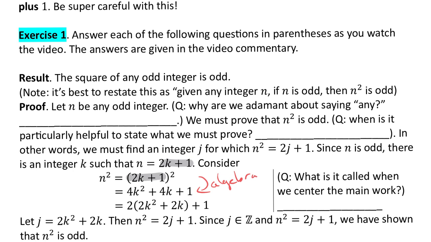If you FOIL out 2k plus 1 times 2k plus 1, you get 4k squared plus 4k plus 1. Now our goal is to write this as 2 times some integer plus 1, right? We want n squared to be 2 times some integer plus 1. And we've just done it. 2 times 2k squared plus 2k, plus 1. n squared is 2 times some integer plus 1.